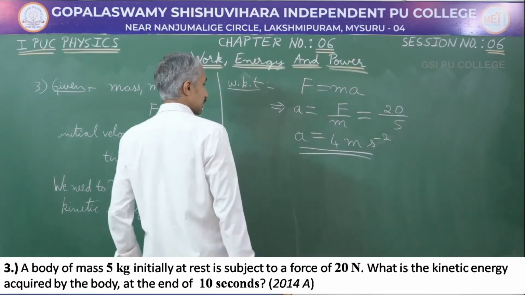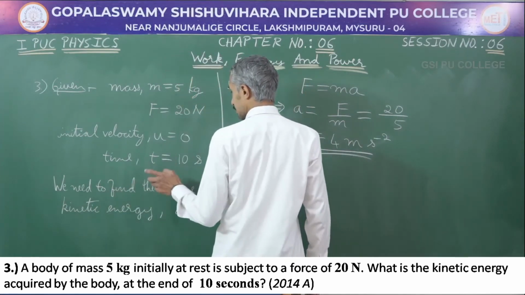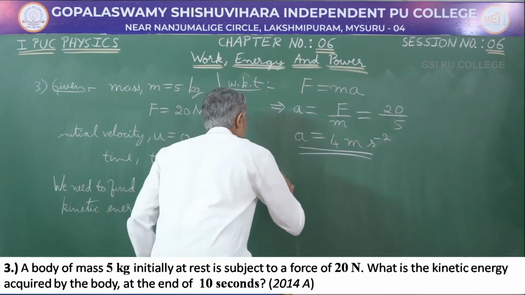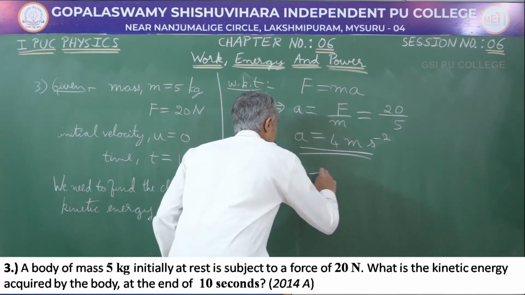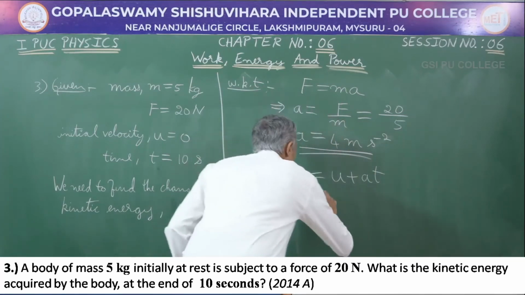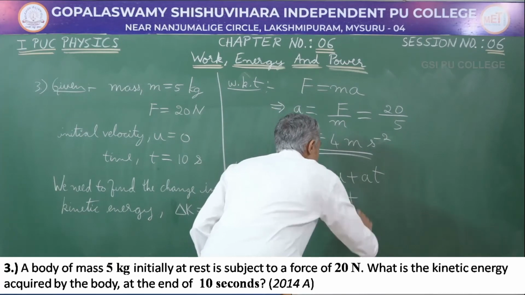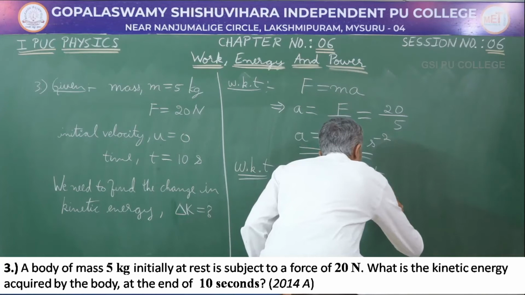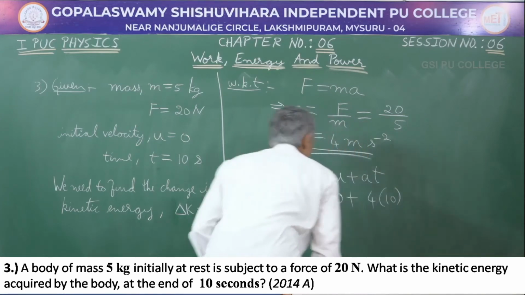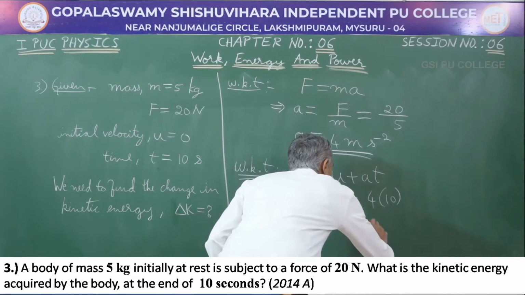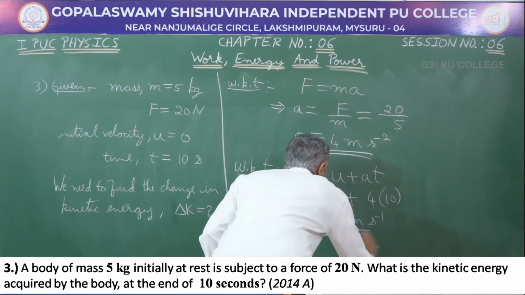I have acceleration, initial velocity and time taken, so I can find out the final velocity. We know that the final velocity v is given by u plus at. So initial velocity is 0, acceleration is 4 meter per second square and time is 10 seconds. So the final velocity is going to be 40 meter per second.